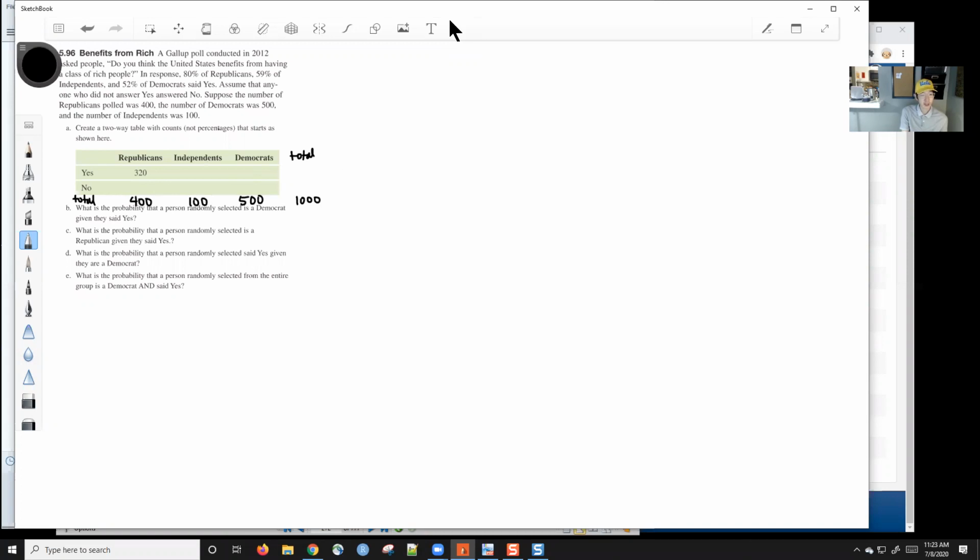It said 80% of Republicans answered yes, which is what we have, which means the other 20% goes here. 59% of independents, so we're going to have 59 out of 100, which puts 41 here. And 52% of Democrats said yes. So 500 times 0.52, what is that, 260?